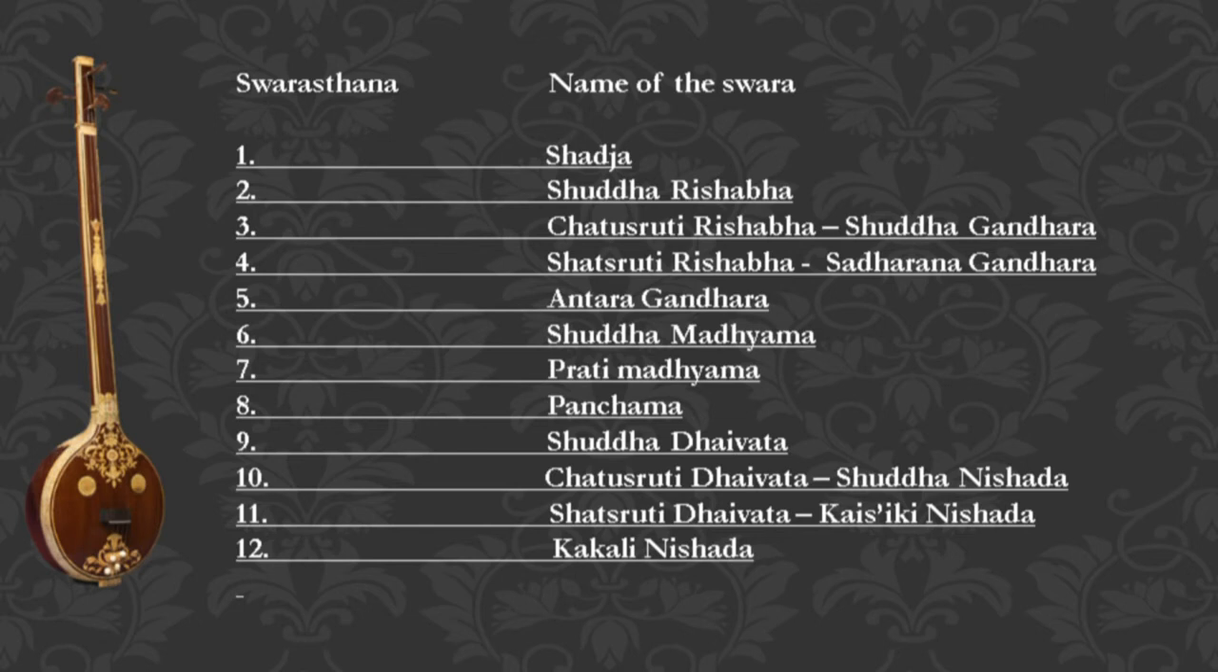For Gandhara, we have Shuddha Gandhara, Sadhana Gandhara and Antara Gandhara. For Nishada, we have Shuddha Nishada, Kaishiki Nishada and Kakili Nishada. Now this is the terminology that we even use today. So with this, it is possible to have a combination of 1, 2, 3.